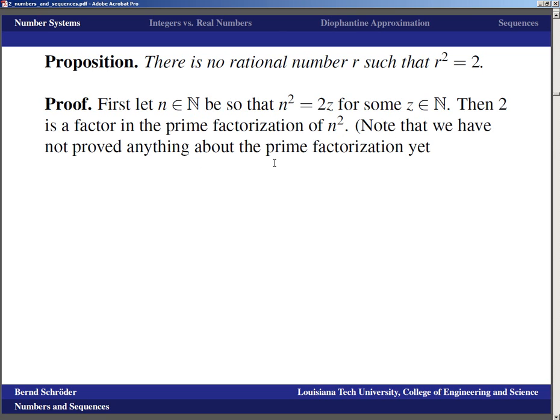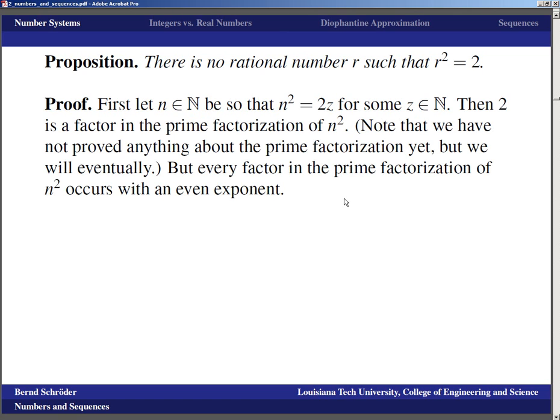We haven't really proved anything about the prime factorization yet, but we will eventually, and for right now we just assume that there is a prime factorization and we know a few things about it. Every factor in the prime factorization of a square occurs with an even exponent, right? Because when you square something, you multiply all the exponents by 2.